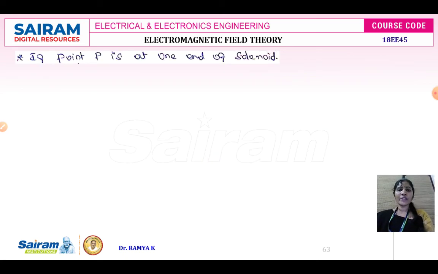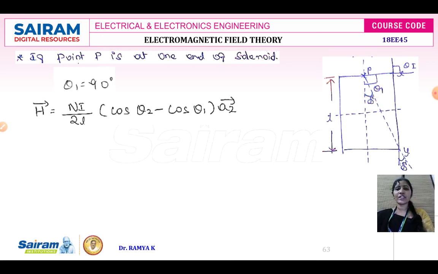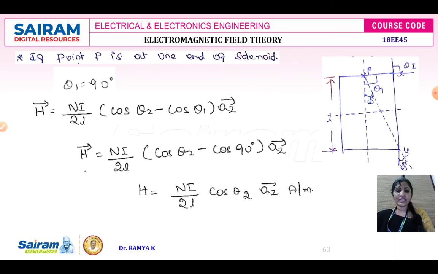Now, if your point P is at one end of the conductor, then theta 1 will become 90 degree and theta 2 is going to be theta 2 only. Substituting the value of theta 2 and theta 1 over here, we'll get the magnetic field intensity H is equal to NI divided by 2L cos theta 2 a_z, ampere per meter. The unit for magnetic field intensity is going to be ampere per meter.